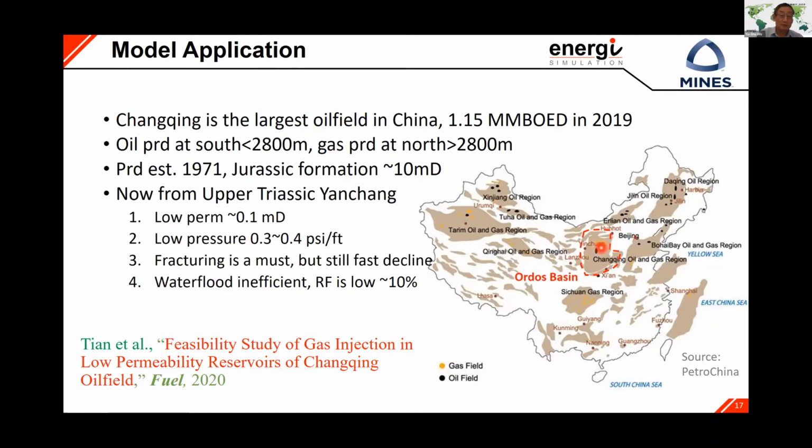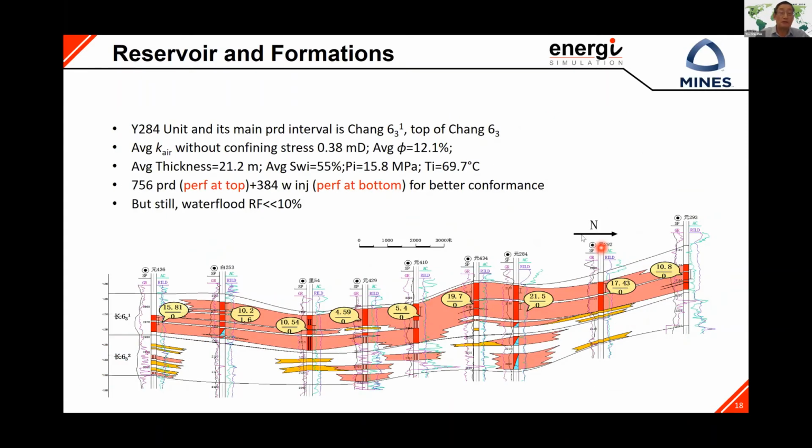Permeability is really low. Then the pressure gradient is also relatively low. So we have to have hydraulic fractures. They still use water flooding, but it's not very efficient. The recovery factor is much lower than 10%. So here, this is a formation profile we're looking into. The permeability here is 0.38 millidarcy. The porosity is about 12%. The thickness is about 20 meters.